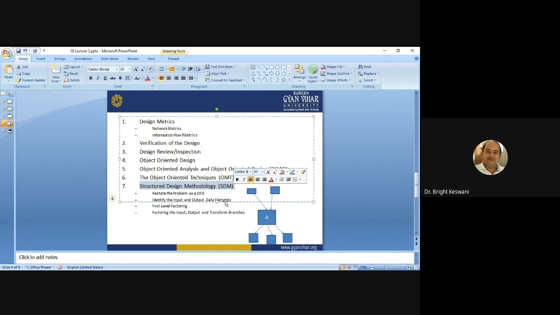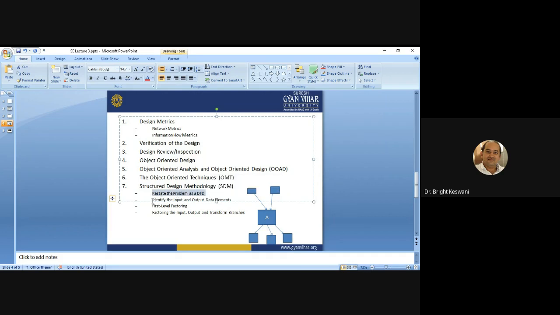Factoring is the process of decomposing a module. Factoring means decomposition. Factoring is the process of decomposing a module so that the bulk of its work is done by its subordinates. There are four major steps in this strategy. You can see here in the slide.